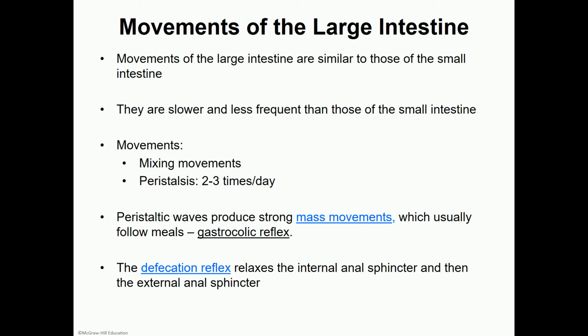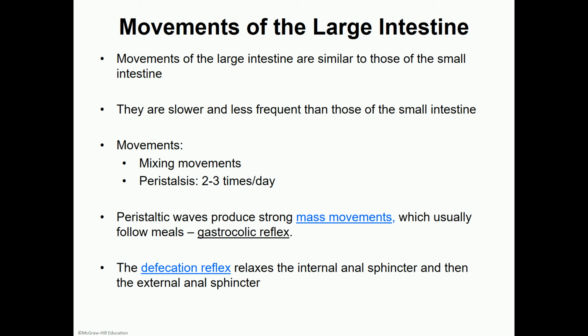In regards to movement of the large intestine, just like any part of the alimentary tract, it has the two different movements, the mixing and the peristaltic. But the mixing isn't really of great importance in the large intestine because, again, there's pretty much no digestion happening. The peristaltic movements can also happen, but they are less frequent, about 2 to 3 times per day when we get a bowel movement. Some people don't even get that much. It could be maybe a peristaltic bowel movement once every 2 to 3 days.